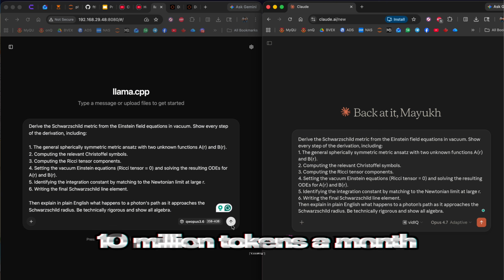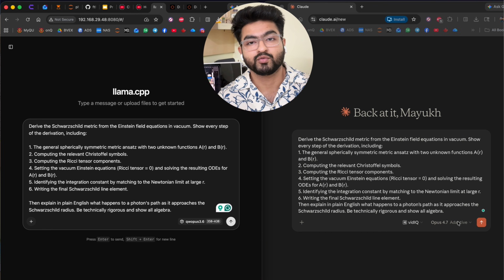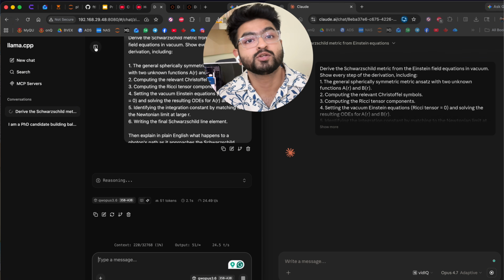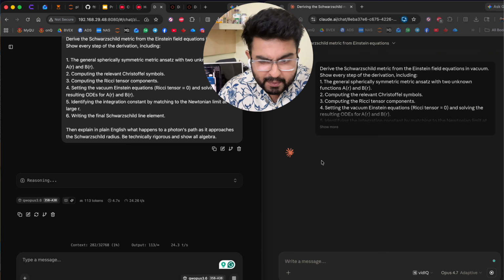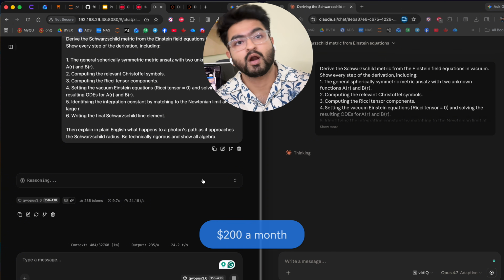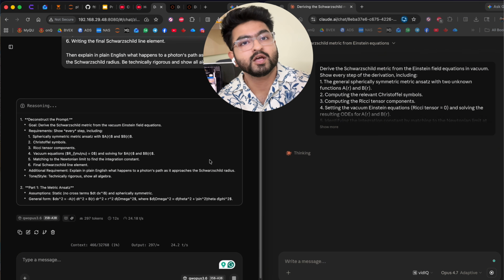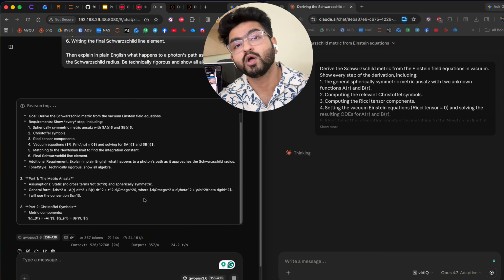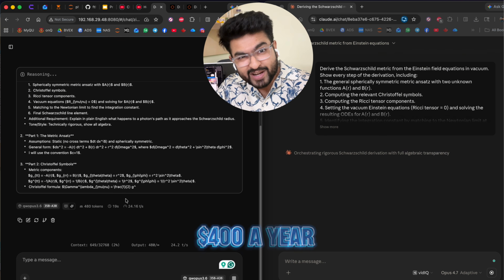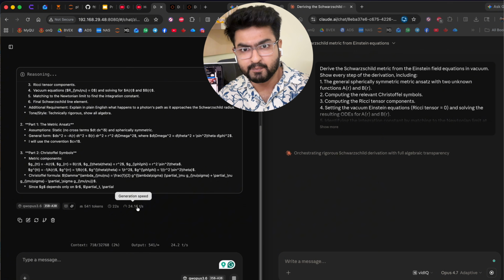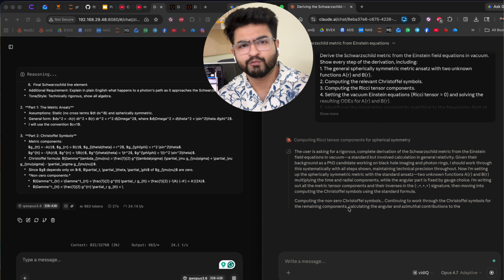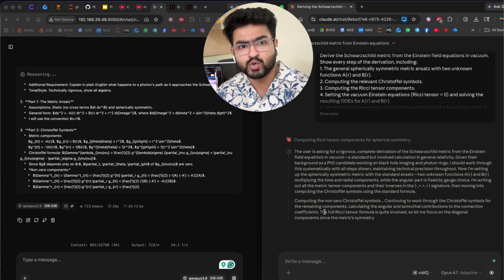Typical heavy user workload. If I ran the same workload through the Claude Opus 4.6 API, about 10 million tokens a month, which is what a typical heavy user would use, it would actually cost me around $200 a month. On this computer, it costs me just the electricity bill, like $2 a month, literally, that's it. That's $2,400 a year saved. The mini PC pays for itself in under 5 months. But cheap does not always mean better. So I ran it head to head.